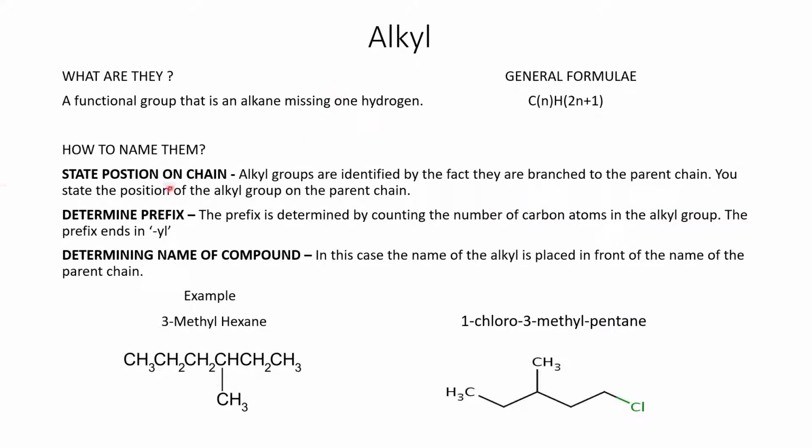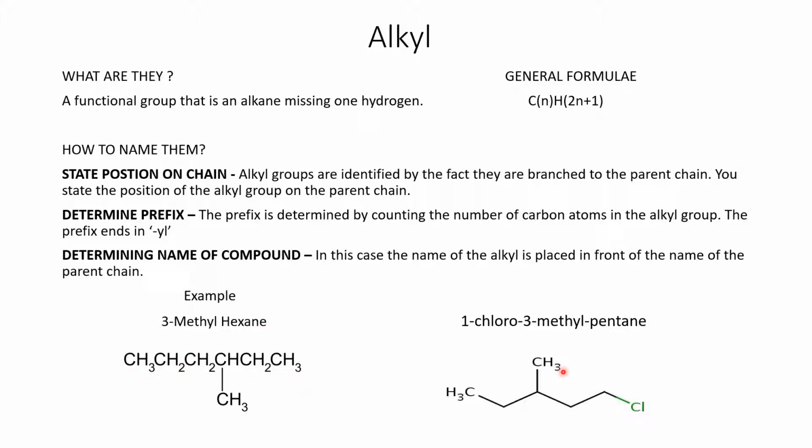This is the alkyl group. The alkyl group is a functional group that is essentially an alkane missing one hydrogen. When it comes to naming, it's fairly simple. You state the position of the alkyl group in relation to the first carbon. You state the number of carbons that the parent chain has. So here, the methyl is found on the third carbon, and there's 6 carbons on the parent chain, so it's 3-methylhexane.